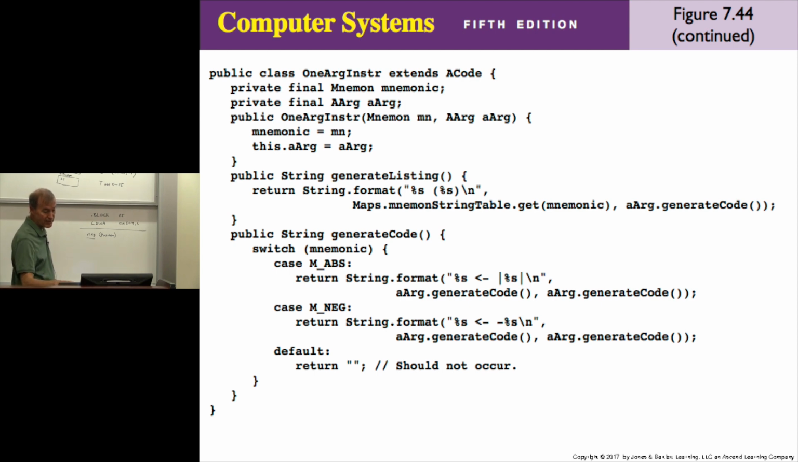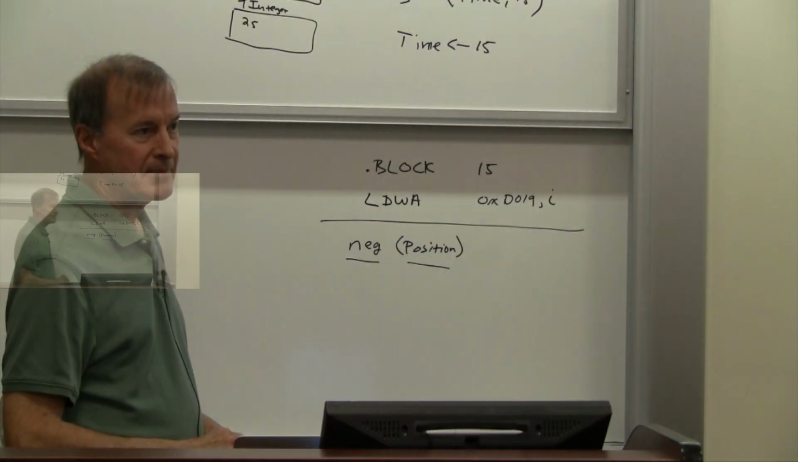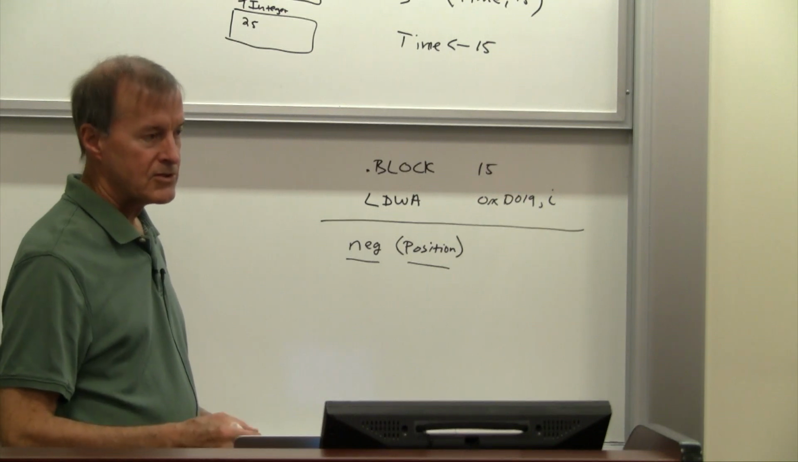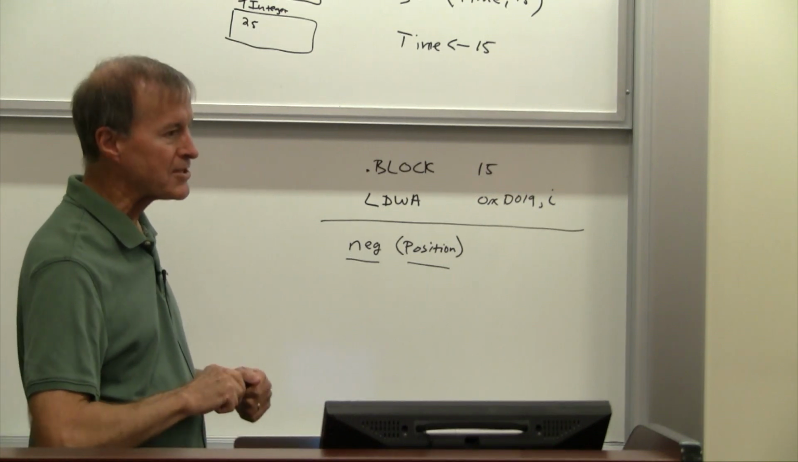And then what does it print? It prints out the left paren, and then what does it print out? It's the argument.generateCode, and the argument.generateCode returns the what? The position, and then it prints this paren. Are you with me? So this is how you're going to print out your addressing modes.